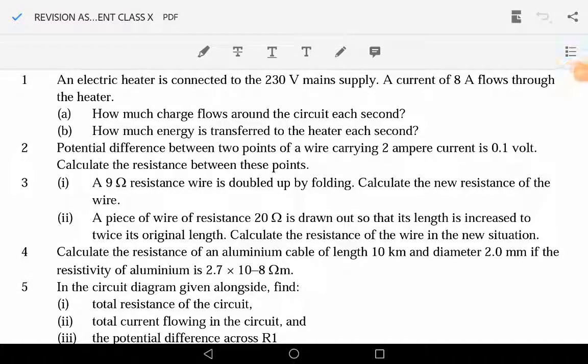Hello everyone, today we are going to discuss some of the numericals related to the electricity chapter of class 10. So let us all start with question number 1.